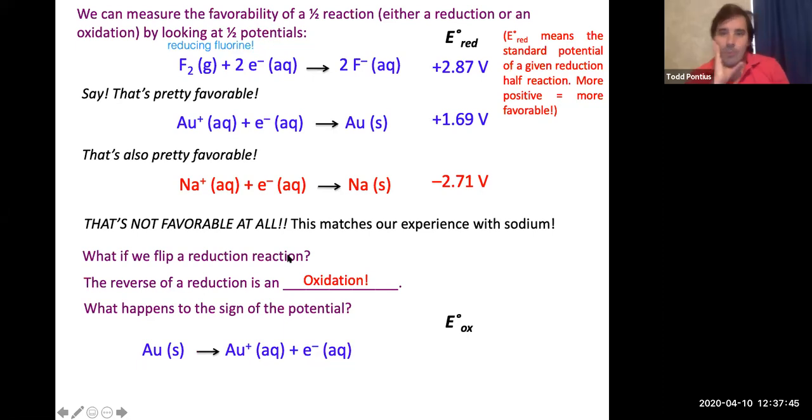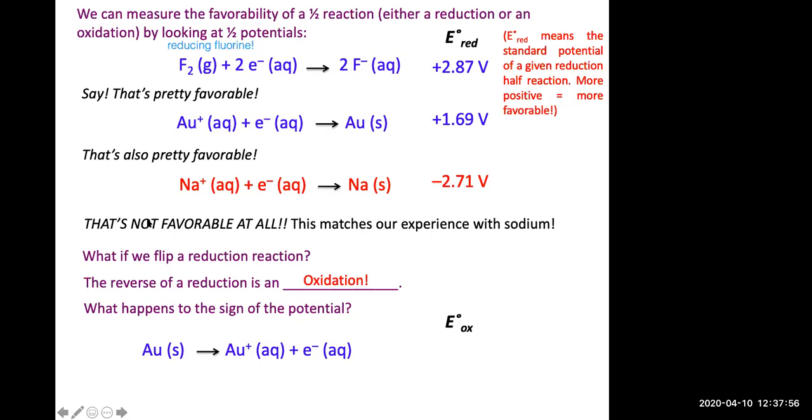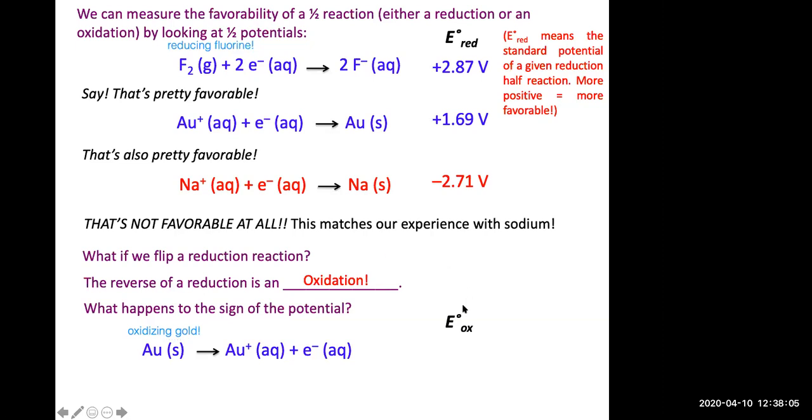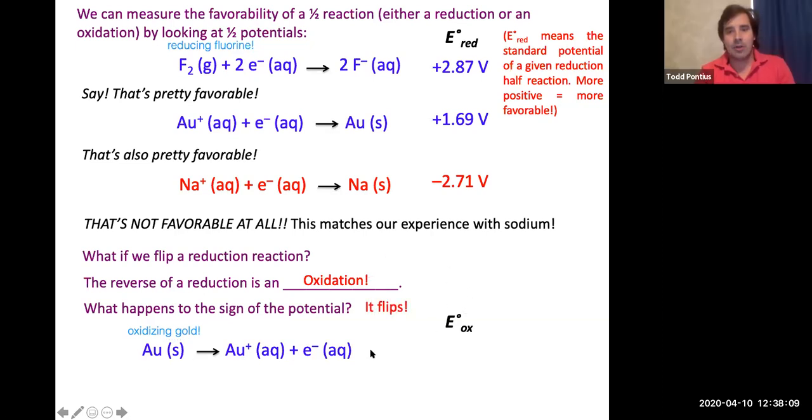So let's say, for example, we took solid gold and we wanted to pull an electron away from it. So in this particular case, what we're doing is oxidizing gold. Then what's going to happen is we're going to take our potential and flip the sign. So instead of being positive 1.69 volts, it's going to be negative 1.69 volts.